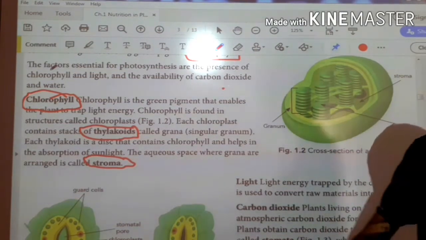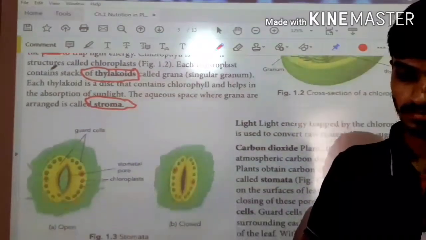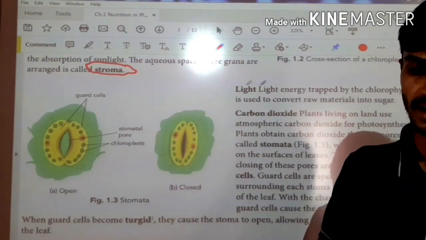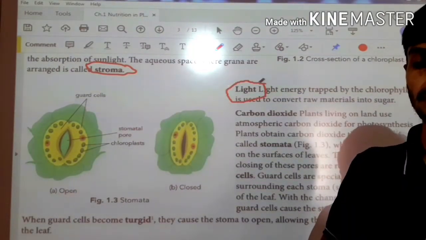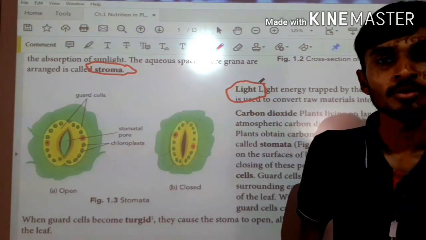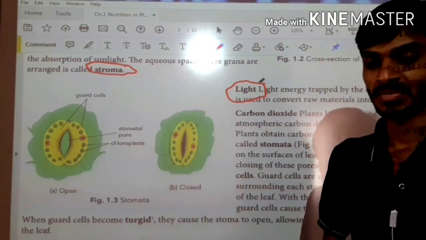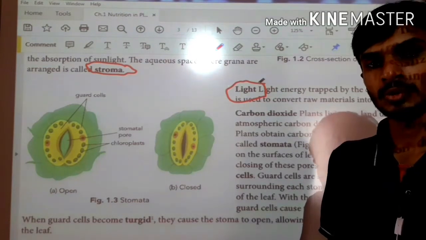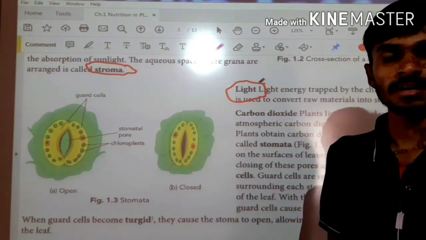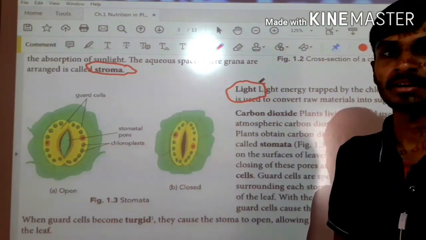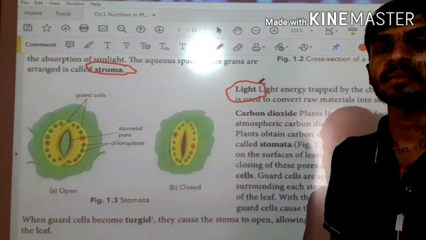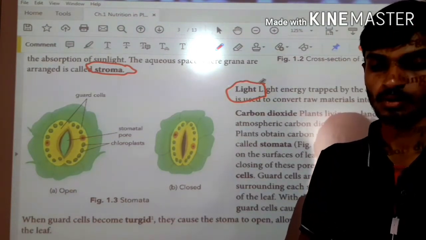Now next one is light. So guys, for the photosynthesis process, to convert the raw material into the sugar or starch, into the food, sunlight is required, right? So it will be absorbed by the green chlorophyll, right, by green pigment. Okay. Now carbon dioxide.